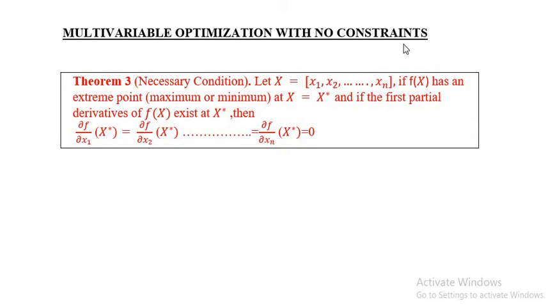Multivariable optimization with no constraints, or without constraints. The necessary condition: let x equal to x1, x2, etc., xn. If f of x has an extremum point, maximum or minimum, at x equal to x star, and if the first partial derivatives of f of x exist at x star, then the first order partial derivatives are all equal to 0. That is, dou f by dou x1 at x star equal to dou f by dou x2 at x star, etc., equal to dou f by dou xn at x star equal to 0.